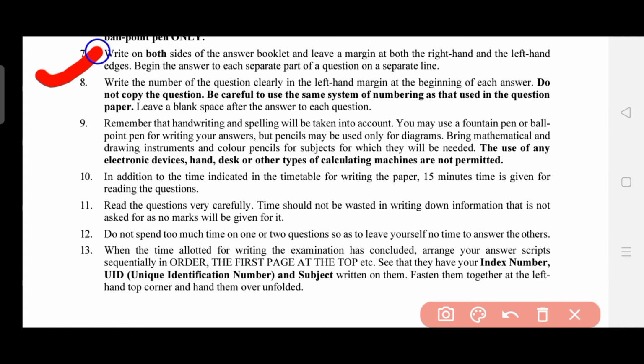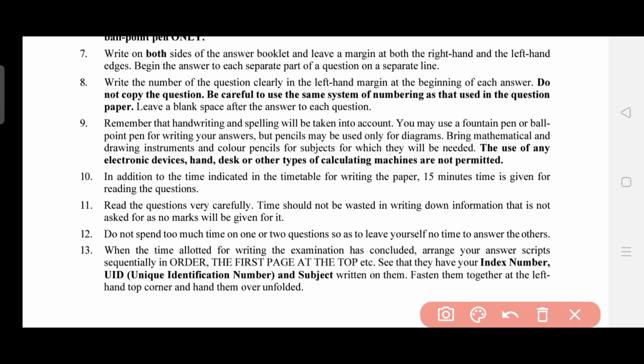The 8 point says, also, sorry, I forgot to complete the seventh, that begin the answer to each separate part of the question on a separate line. Means you already know that you need to leave one line, and I would recommend to leave two lines for each answer you write.